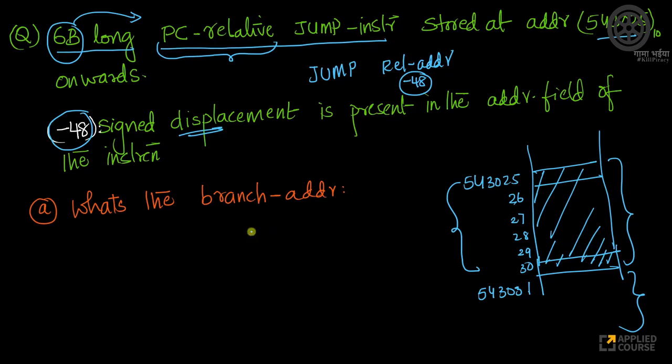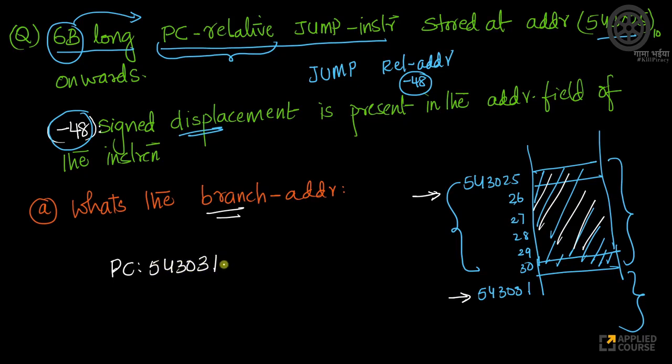Now there are multiple questions here. Let's go one by one. What is the branch address? Which means where do we branch to? Imagine I have this jump instruction. What will my program counter point to? While this instruction is being executed, this instruction requires 6 bytes, so my program counter will point to 543031.